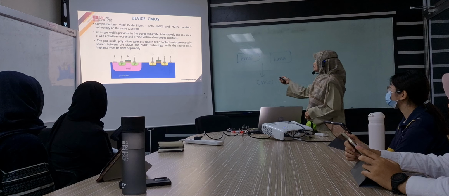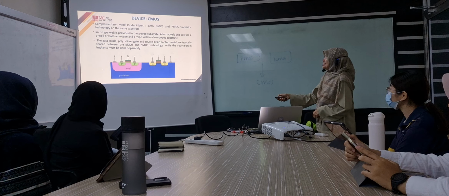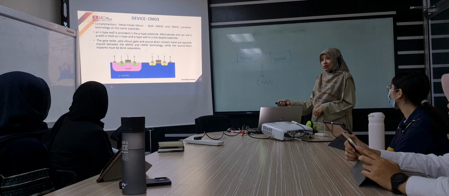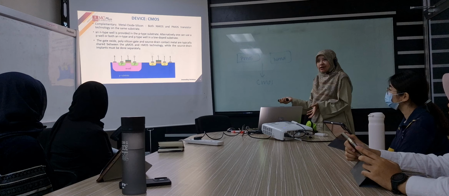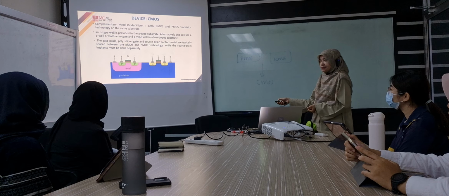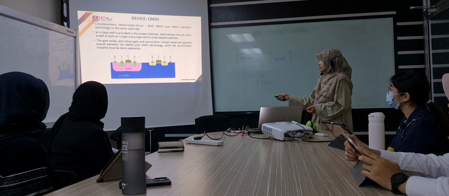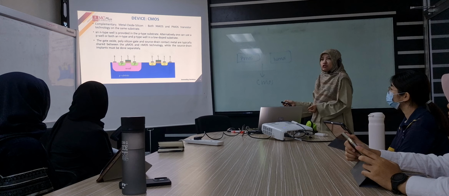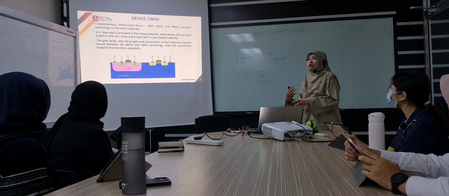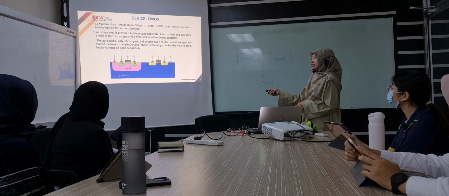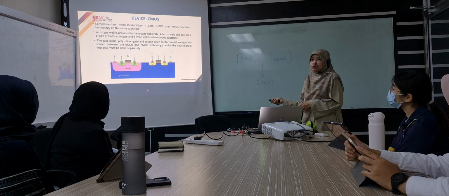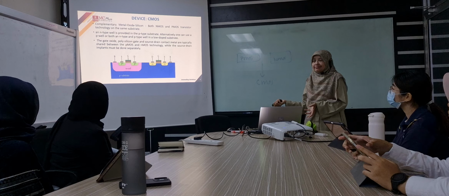So when we combine these two, it becomes one structure. This is a cross section of CMOS. Very interesting, right? Because we see this color. This color represents NMOS regions. Normally, we use brown or yellow to indicate the N plus regions, and the green color represents P regions.